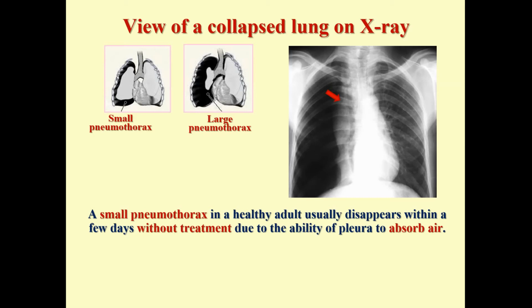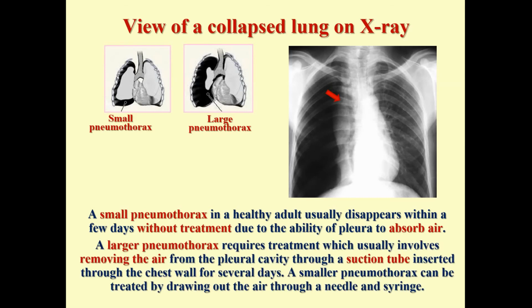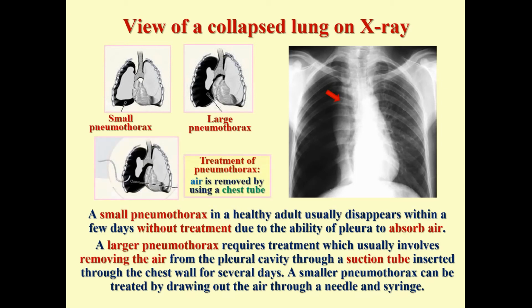As for a small pneumothorax, in healthy adults it may disappear without any treatment because the pleura is able to absorb air gradually. With its negative pressure, air becomes gradually removed and finally disappears, and the lungs correspondingly become fully stretched again. For a larger pneumothorax, it's necessary to do certain treatment, and usually it's simply removing the air through a suction tube. Look at this scheme. A suction tube is inserted, and air is removed by negative pressure, and the lungs correspondingly become stretched again.